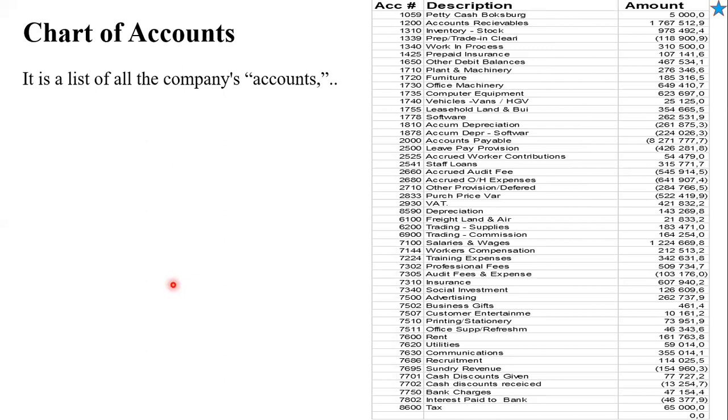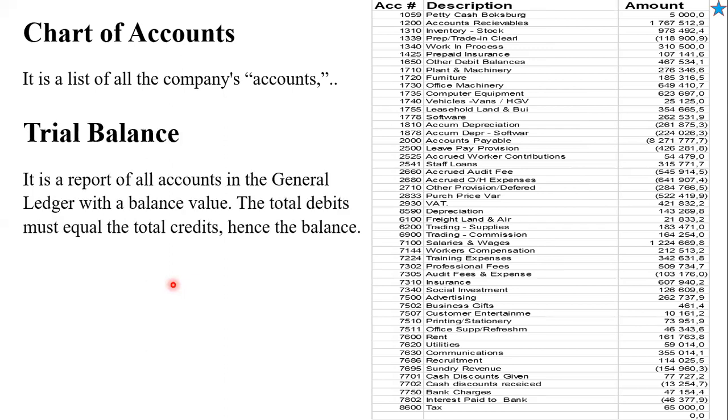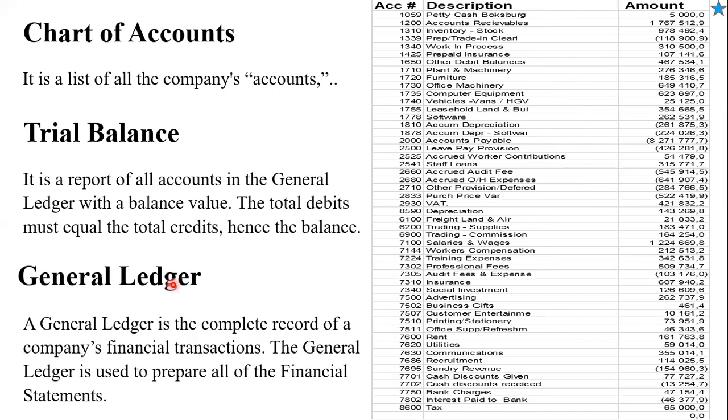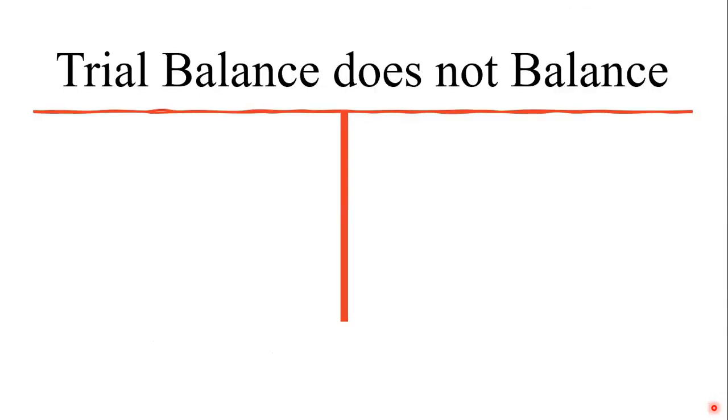We had a look at the trial balance, the chart of accounts, which is the list of all the accounts, the trial balance, which is then the report with the balances in, and then the general ledger. And as you can see, this must always net off to zero to have a trial balance that balances. And so the general ledger is this complete record of the financial transactions.